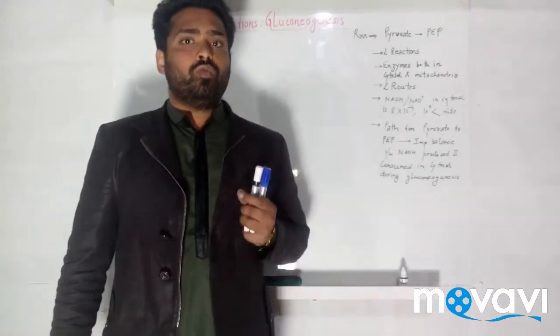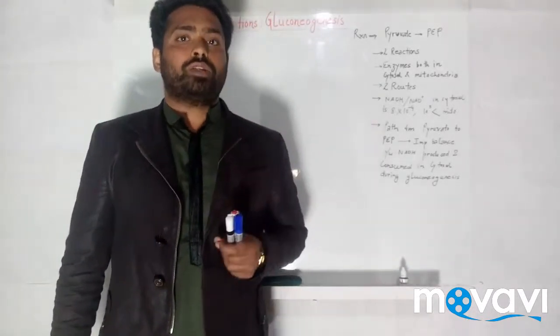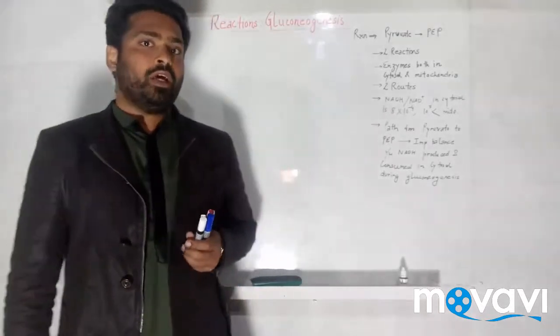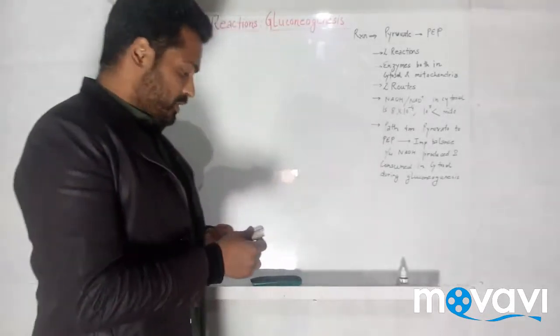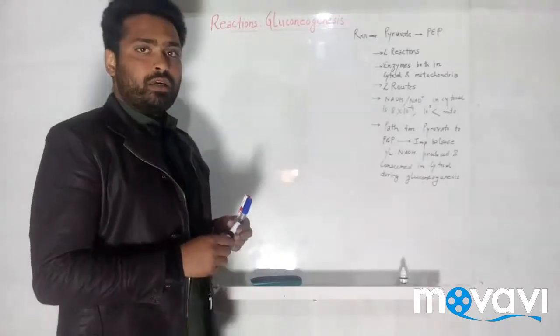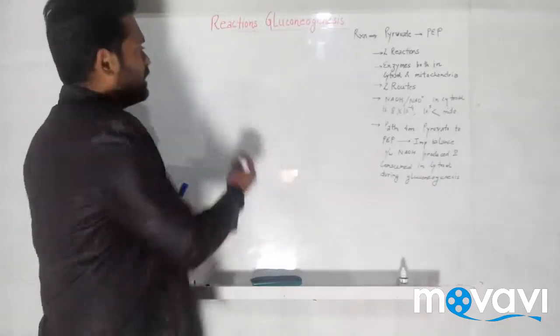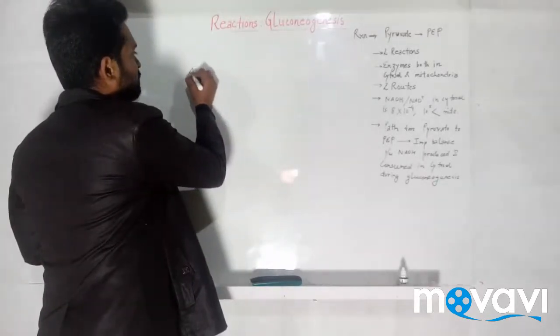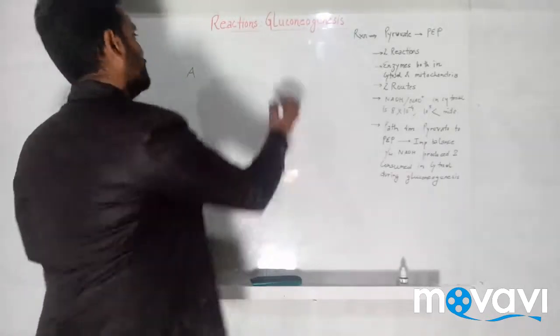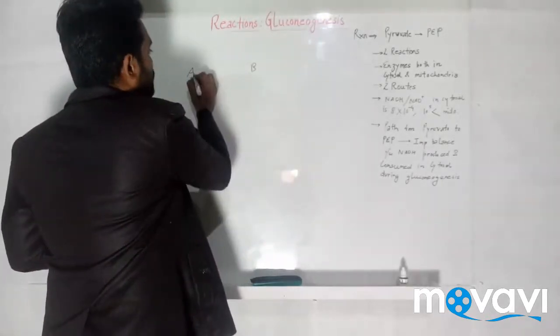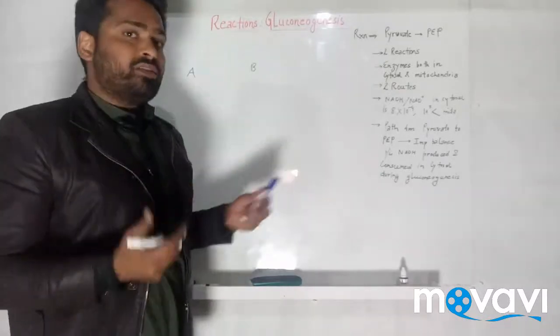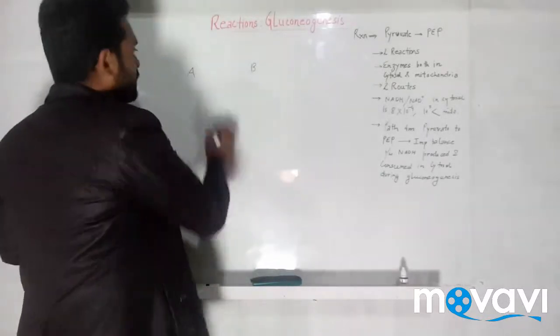In this video we are going to discuss the important reactions of gluconeogenesis. Before we discuss these reactions, let's discuss an important point. Suppose this is A and this is B. We want to go from A to B, but that's not possible due to some reasons. I will tell you that.